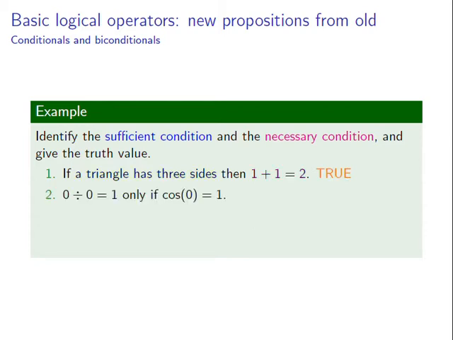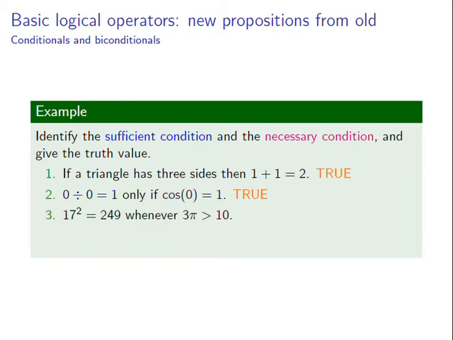In the sentence 0 divided by 0 equals 1 only if the cosine of 0 is 1, the two conditions are linked by the phrase only if. Hence, the sufficient condition is 0 divided by 0 equals 1, and the necessary condition is the cosine of 0 equals 1. Since the sufficient condition 0 divided by 0 equals 1 is false, the conditional sentence is true.